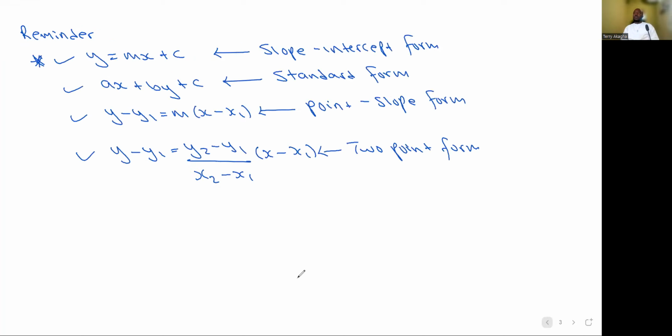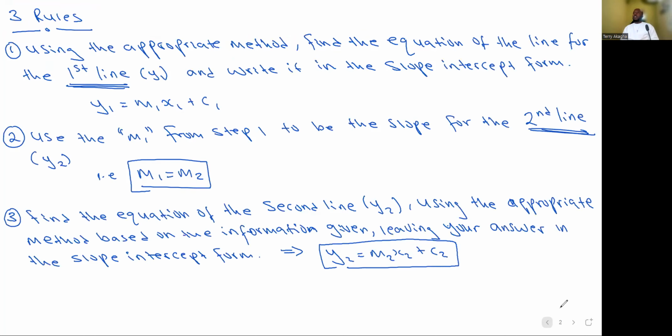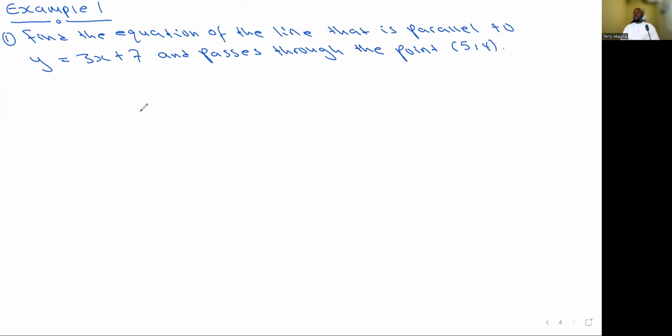Now, let's go. The first step says that using the appropriate method, find the equation of the first line and write it in the slope-intercept form. If you look at it, for step 1 we're lucky. The equation of the line has already been written in the slope-intercept form for us. So, wow, good job. We're just moving to the next one.